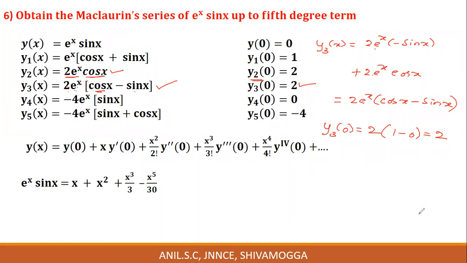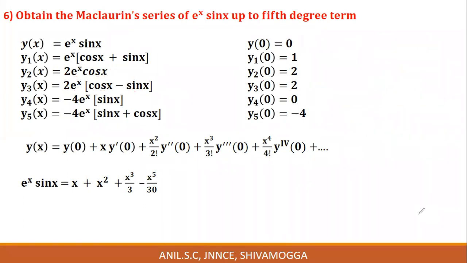Now we find the fourth derivative. Fourth derivative is obtained by differentiating y3 with respect to x. Derivative of y3 is y4. y4 of x is equal to, differentiate this. This is first function and this is second function. Keep first function 2 into e power x as it is. Differentiate. Derivative of cos x is minus sin x, minus derivative of sin x is cos x.